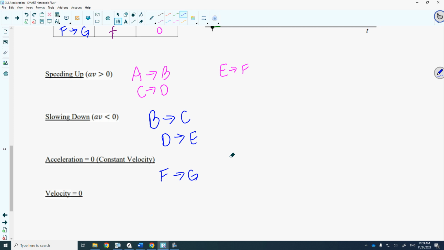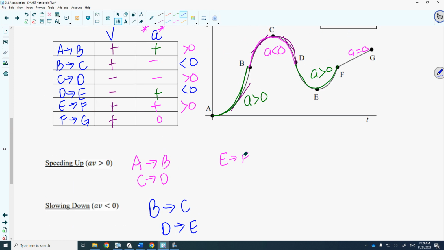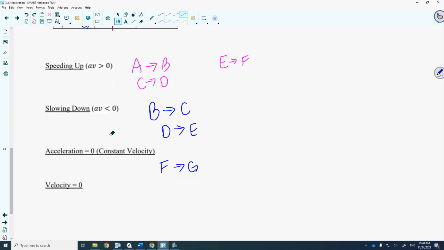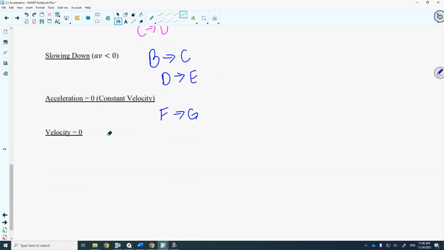Where on this position time graph would velocity be equal to zero? At C, the slope is zero, and at E, the slope is zero. So C and E. Okay.